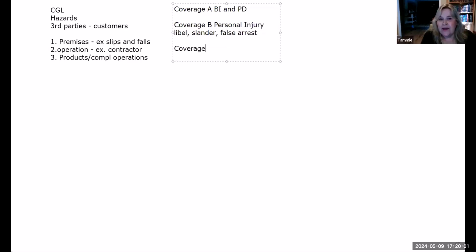And then you have coverage C. Coverage C is your medical payments to a third person. Maybe the business is not legally responsible, but someone like a customer does slip and fall on their premises. Because they're on their premises, usually you'll have a sublimit for this as well, like $1,000 per person. So these are your three main coverages that you see in CGL. In our next video, we'll talk about how these CGL limits work.